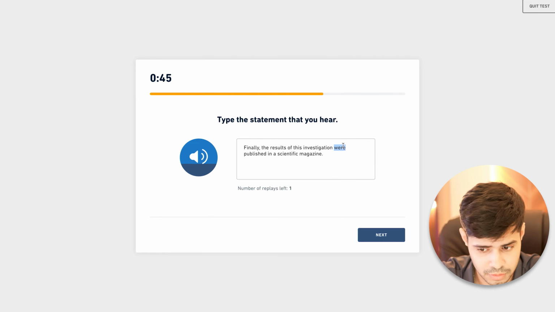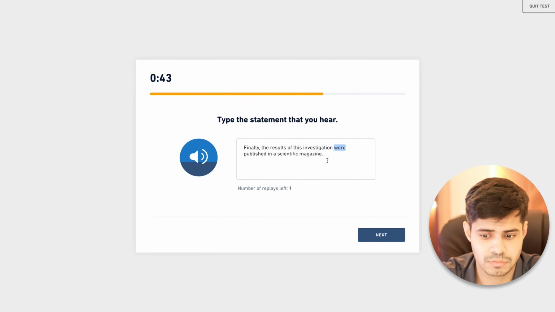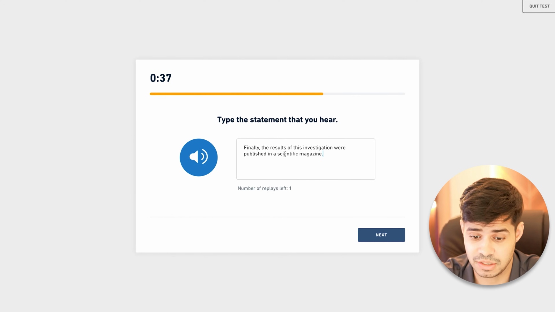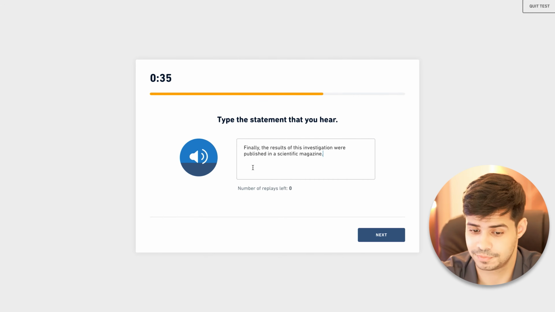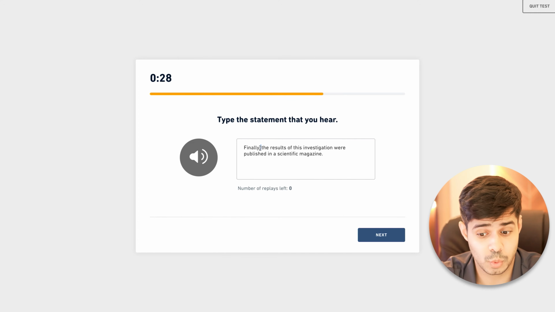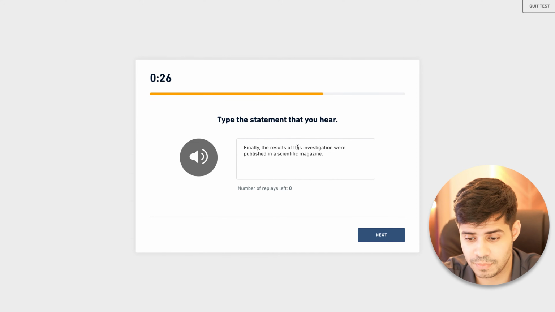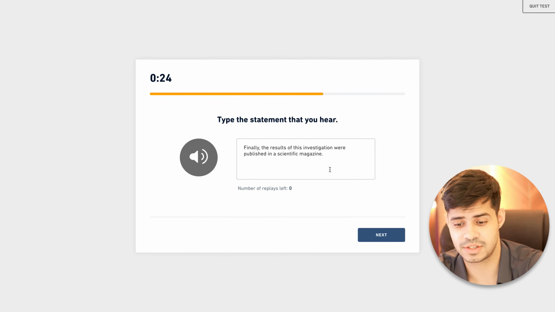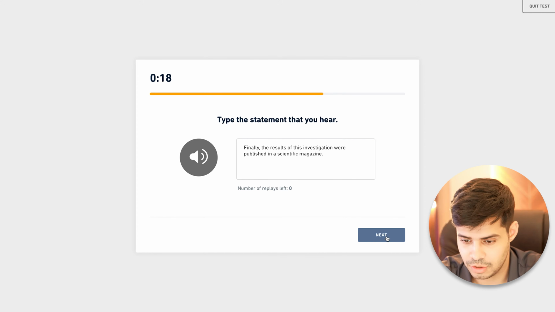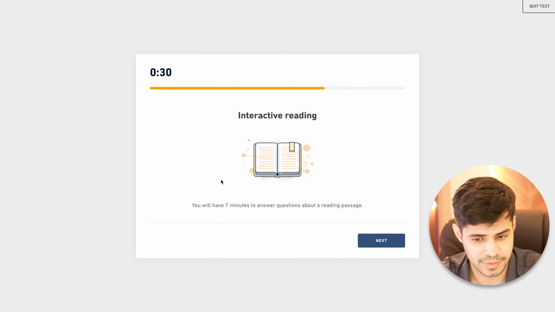Finally, the results of this investigation were published in a scientific magazine. Finally, comma, the results of this investigation were published in a scientific magazine. One last time and we verify everything. Finally, the results of this investigation were published in a scientific magazine. I think that's quite fine. We have the comma, we have the full stop, the spellings seem to be correct. Remember, this box does not correct your spelling, so make sure that they're correct. All right. Okay, let's move on.